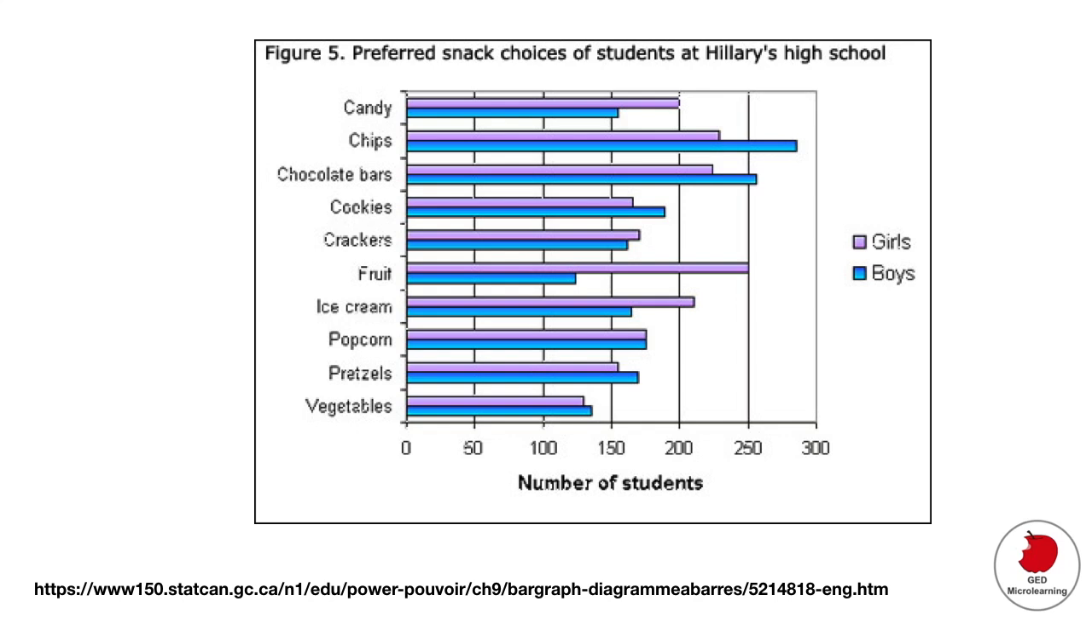All right, so what are we going to do? You're going to follow your system. Look at the title. What is this graph telling you? It's telling you the preferred snack choices of students at a high school. What is the y-axis telling you? It's telling you that they inquired about their preferences regarding candy, chips, chocolate bars, cookies, crackers, fruit, etc. What is the x-axis telling you? It's telling you the number of students who liked these choices. And then we have a legend. The purple bar represents girls in this high school. The blue bar represents boys.